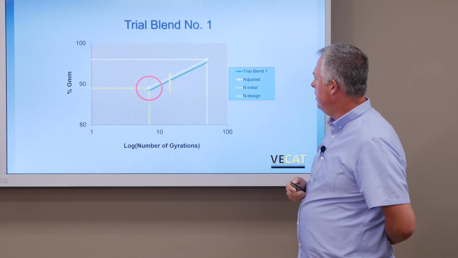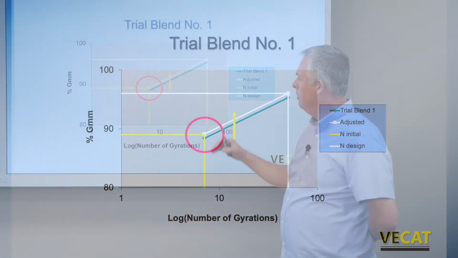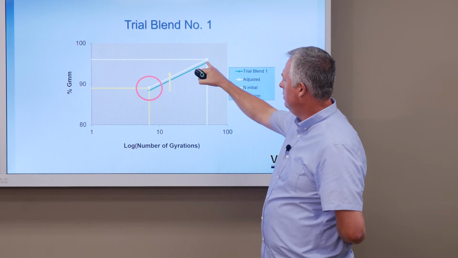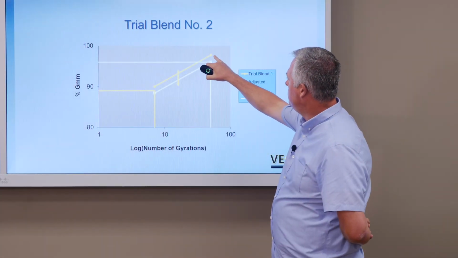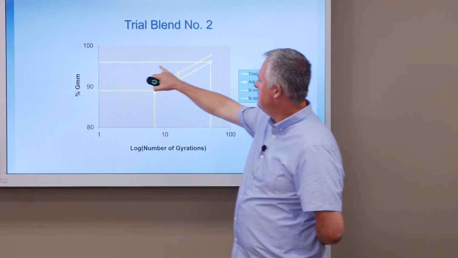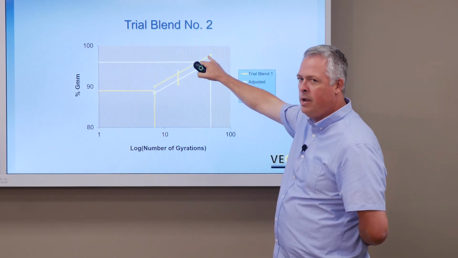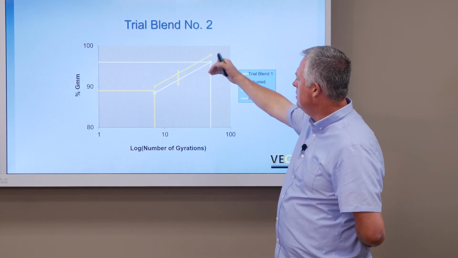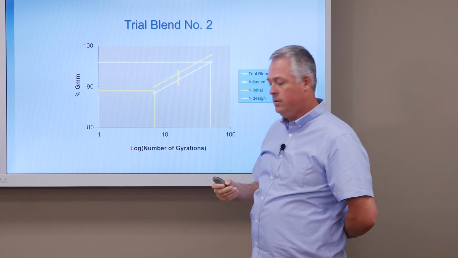So here's trial blend number 1. Again, we were a little bit low, we were a little bit loose, so we've got to add some liquid to move that line up to this intersection. Trial blend number 2, we're actually a little bit tight. If you notice, we're up here, we're probably, if this is 96%, we're probably 97%, so it looks like maybe we're around 3% air voids. So the way we get that line to come back down, we're going to lower asphalt a little bit.